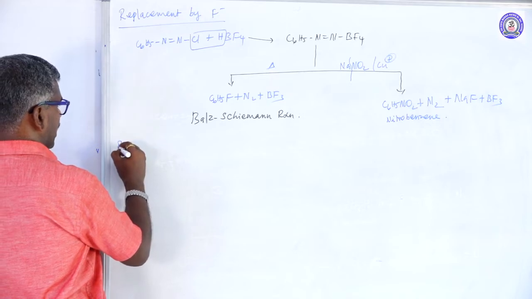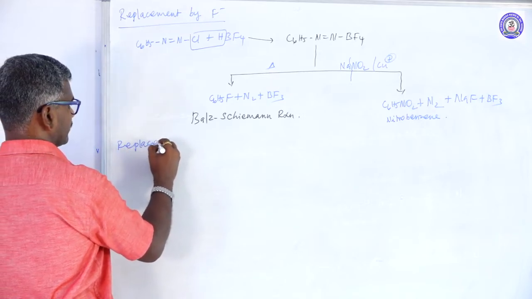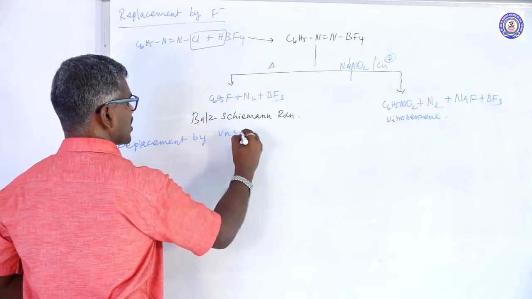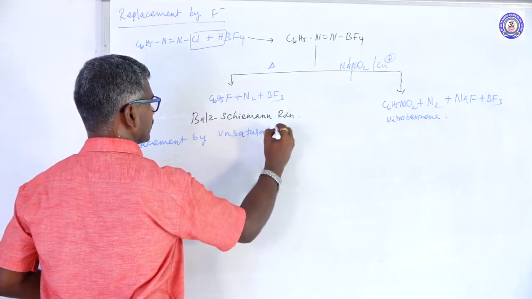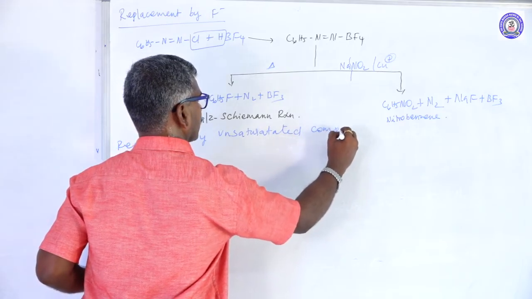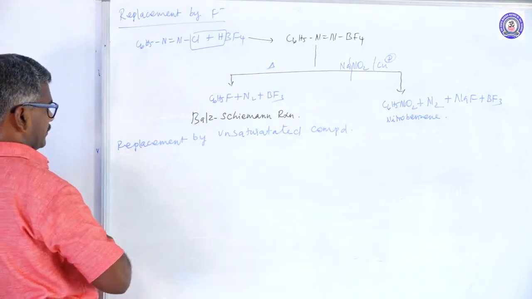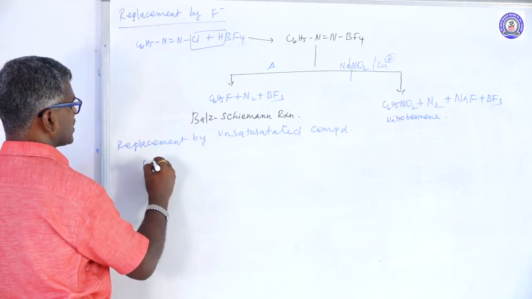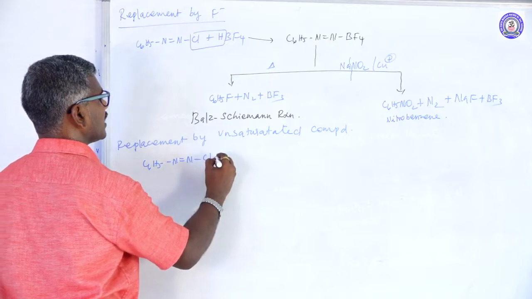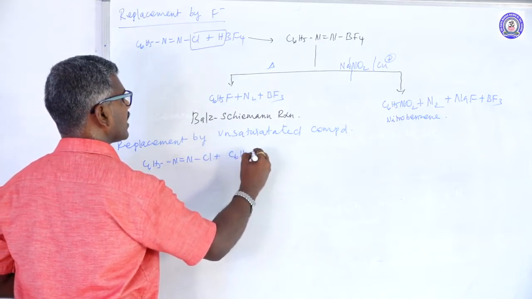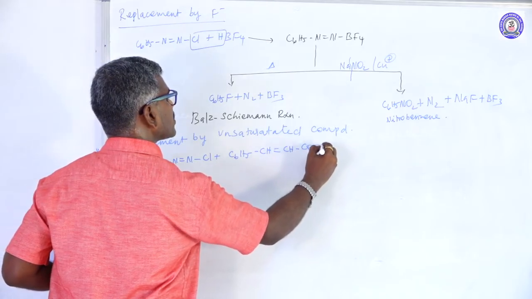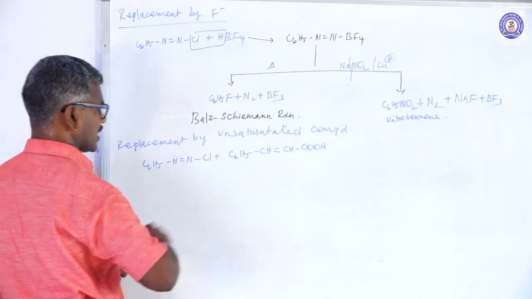Next, replacement by an unsaturated compound. C6H5N=NCl reacts with C6H5CH=CHCOOH. This is named cinnamic acid.